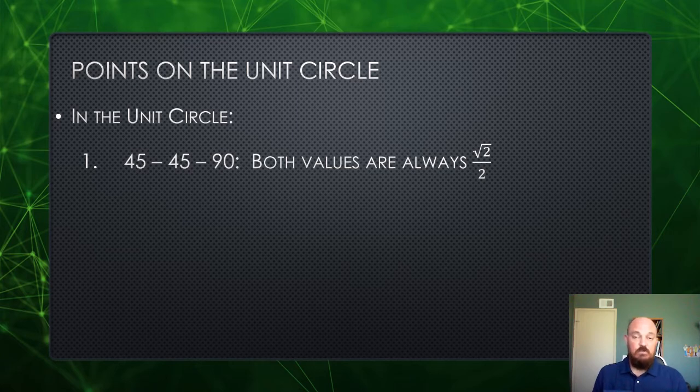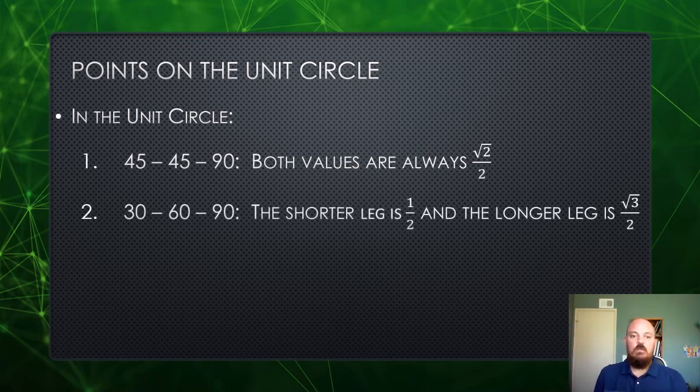Now the 45s, the ones we did last, the pi over 4s or the 45s, those are the easiest ones because sine and cosine are both root 2 over 2. The 30, 60, 90s, you have to think for a second because they're different. What you end up with is a longer leg and a shorter leg. And the longer one is the radical 3 over 2, the shorter one is the 1/2.